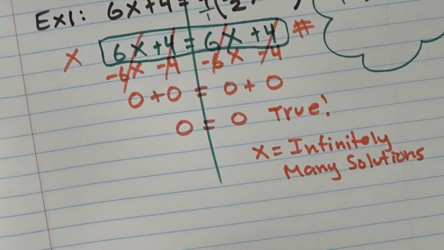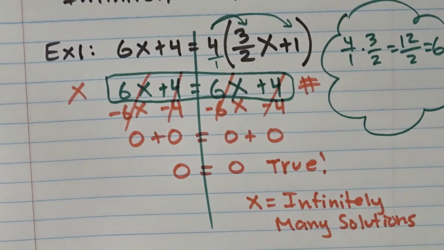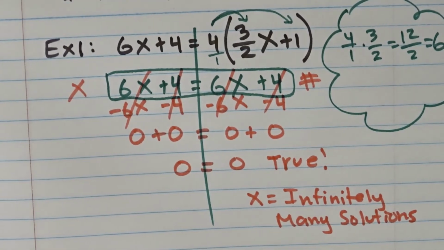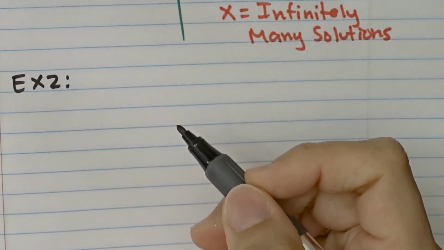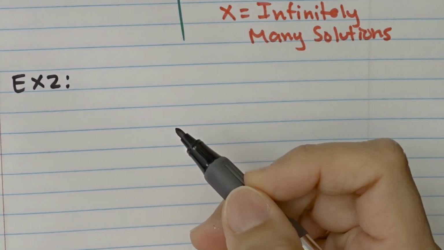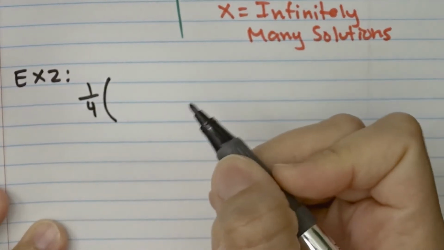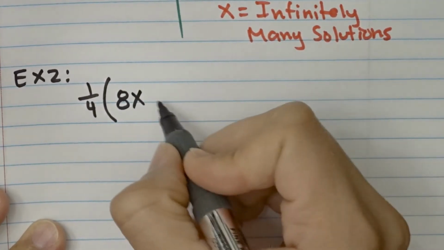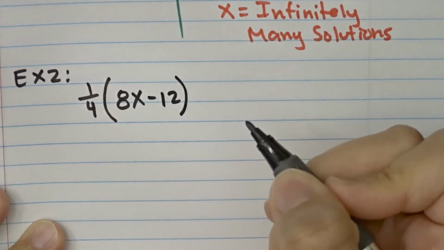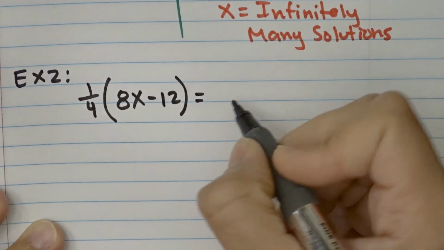Let's do another one. So for this one, example 2. So we're not just going to have one solution. In this case, infinitely many x's satisfy this equation.